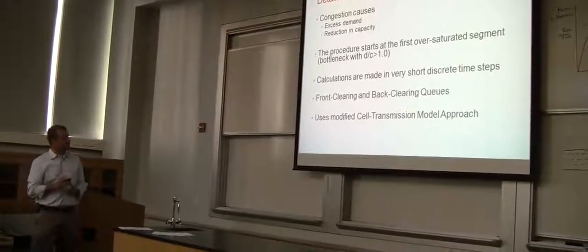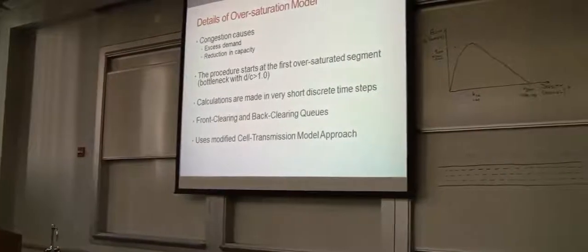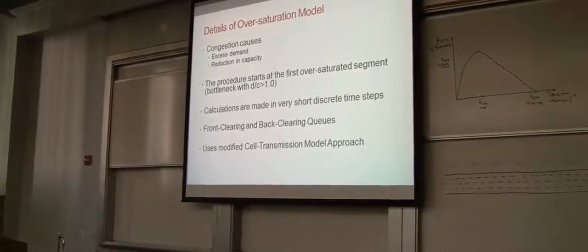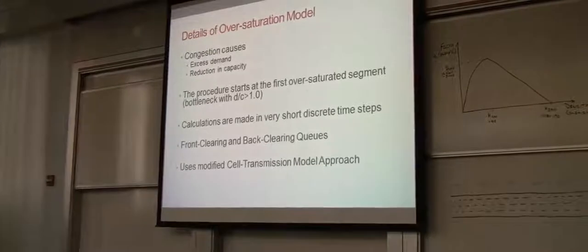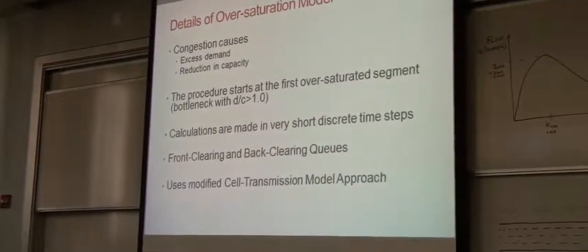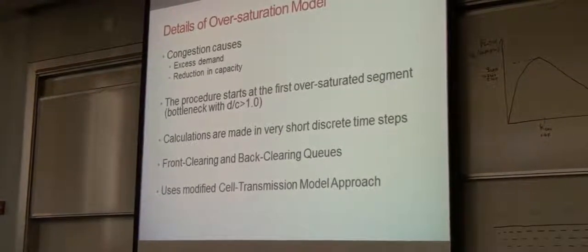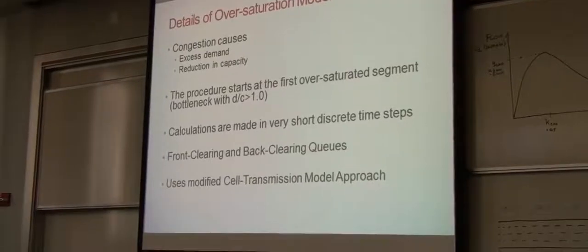So what is this oversaturation model? You have two primary causes for congestion. You could have congestion either caused by excess demand or by a reduction in capacity or by some combination. All right, so if you have a fixed facility, yes, sir, please, it's interactive. Can you get kicked into the oversaturation model if you just have a ramp merge problem?